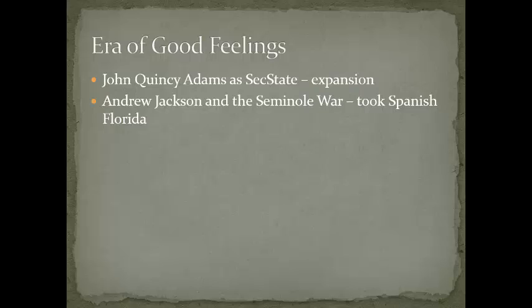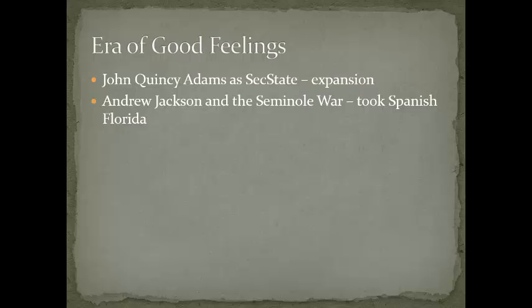Well, that's exactly what Andrew Jackson does. He uses this excuse to basically invade Spanish Florida. He was in command of American troops along the border of Florida. And so he used these raids as an excuse to invade Florida. This is known as the Seminole War. Of course, the major Native American group in Florida are the Seminoles.